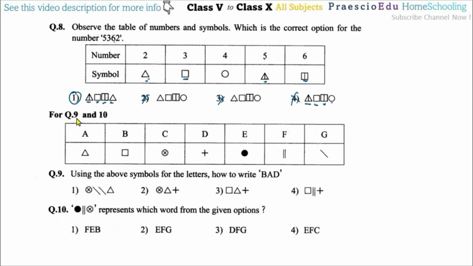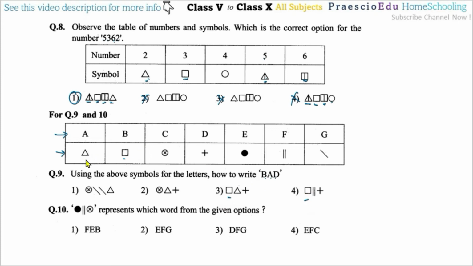Then for question number 9 and 10, alphabets and their symbols are given. Using the above symbols for the letters, how do we write BAD? Now B means this one, so this is given here and here.